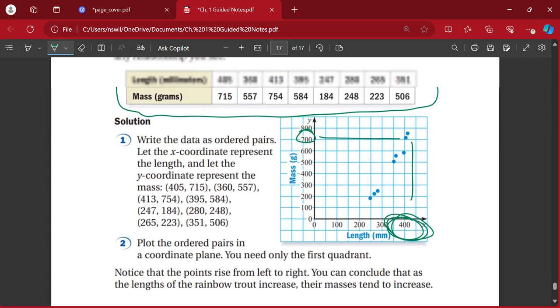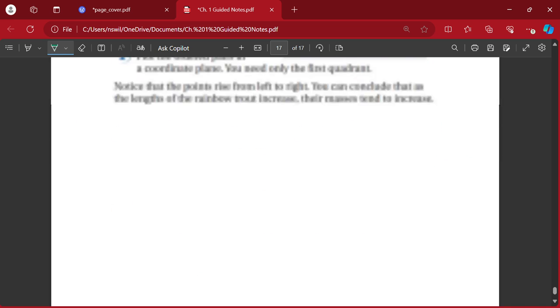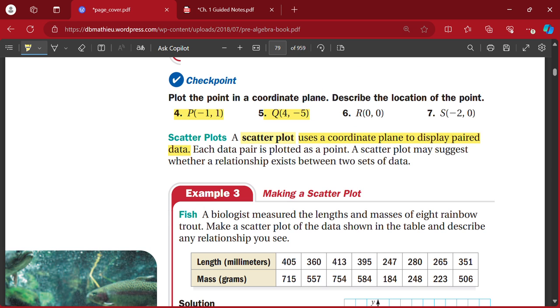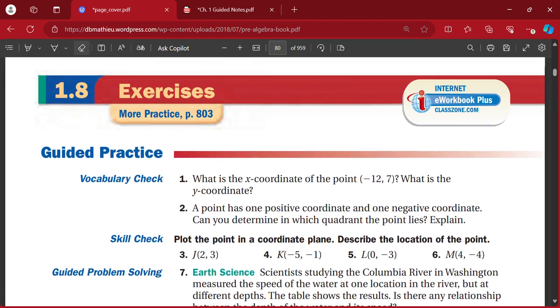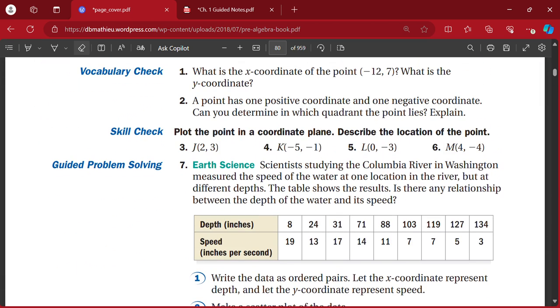All right, so that was the last example of our lesson for today. In your books, in your folders, you should have lined paper. If we can work together, we are going to do problems 3, 4, 5, and 6. It says plot the point on the coordinate plane, and we're going to describe the location of the point.